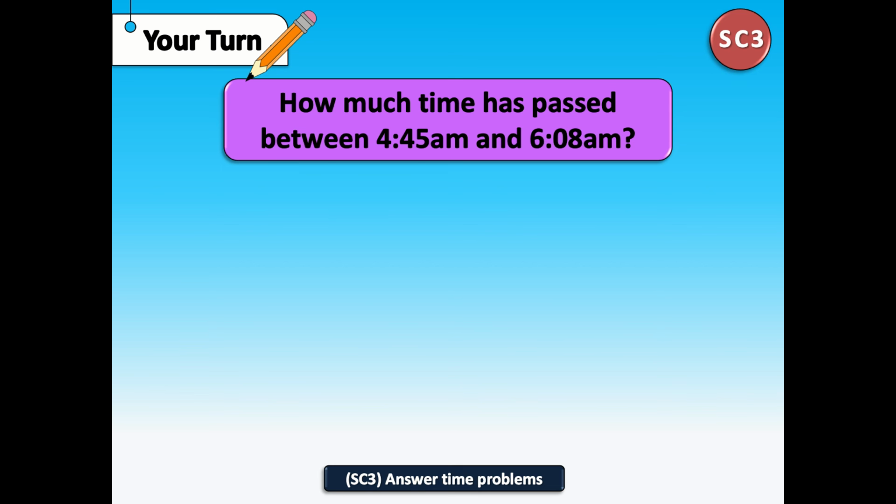So this time we're asked how much time has passed between 4:45 a.m. and 6:08 a.m. So we start with 4:45 and we think the next hour would be 5 o'clock. The hour that we want would be 6 o'clock, and then the final time that we need is 6:08.